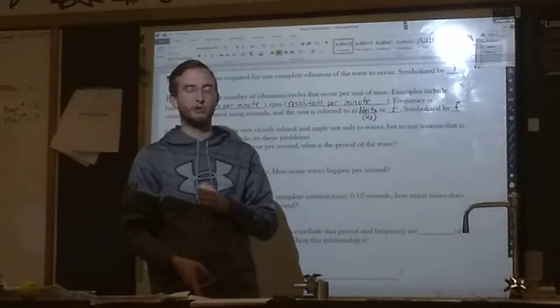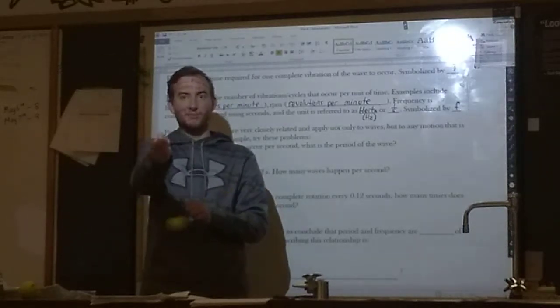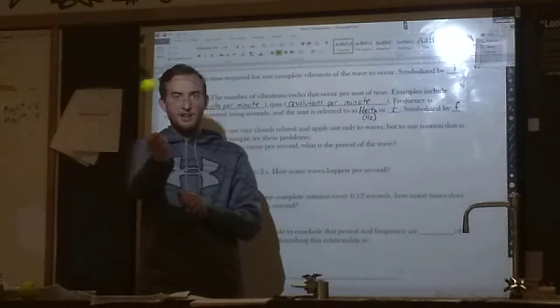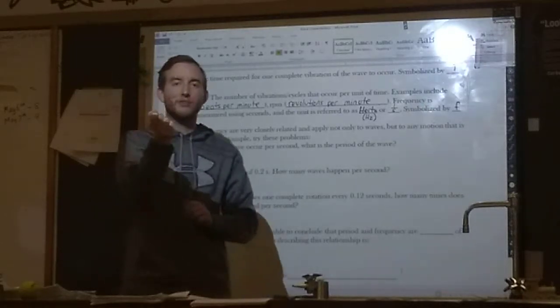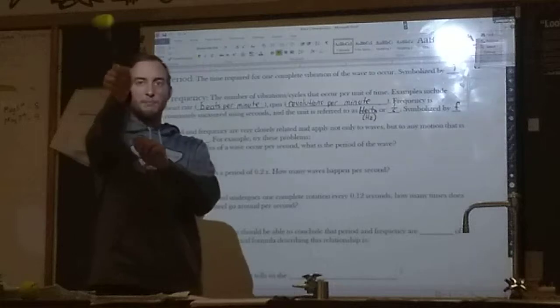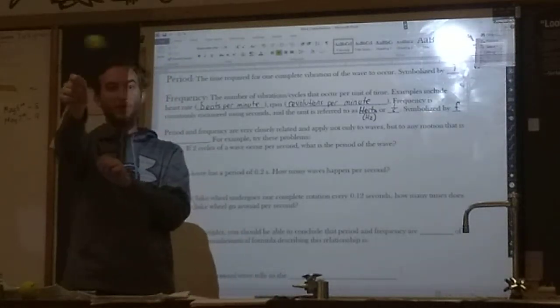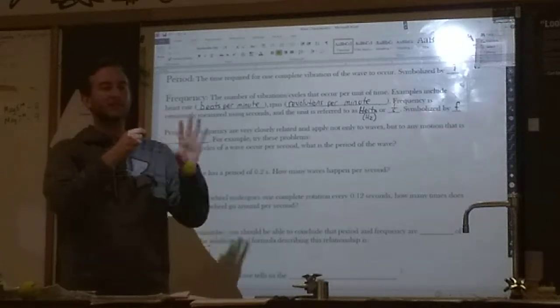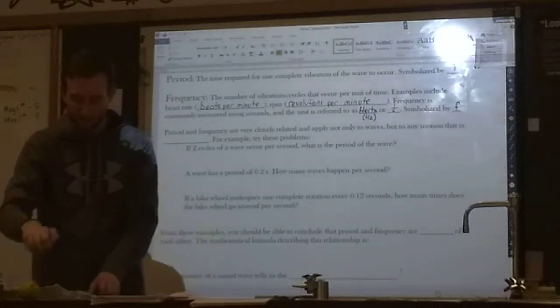It's happening about once per second. On the other hand, if I shorten the period a lot and I spin so that the period is very, very short, it turns out that the frequency increases. The ball is making more than one cycle, going around more than once every second. So the frequency is simply counting how many times the ball goes around per second.